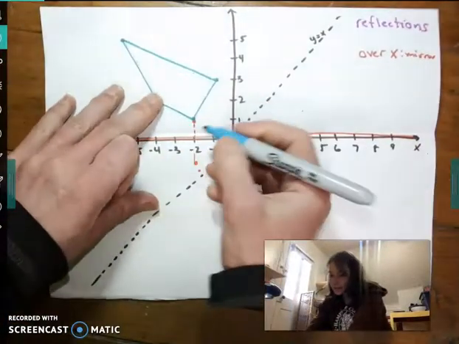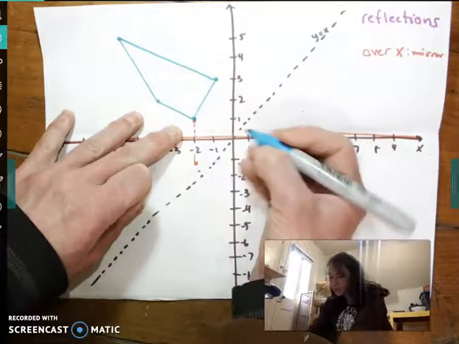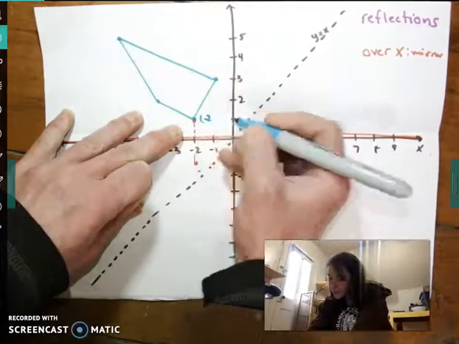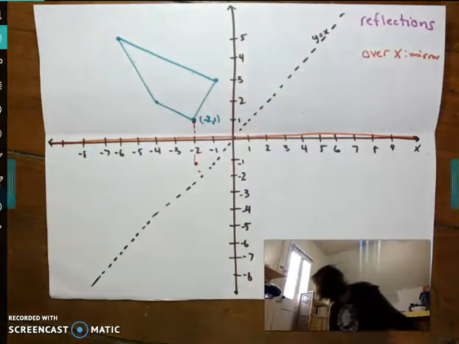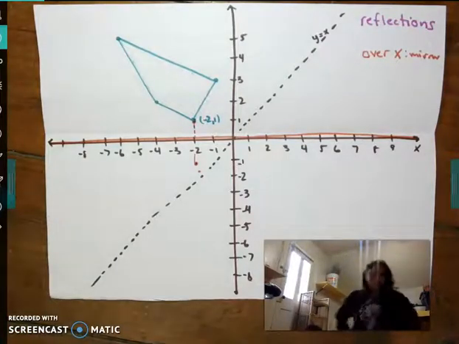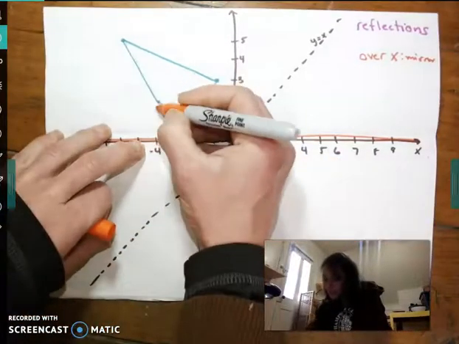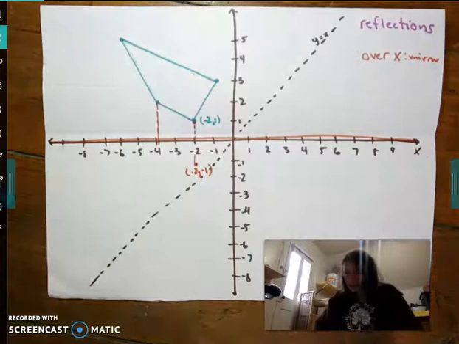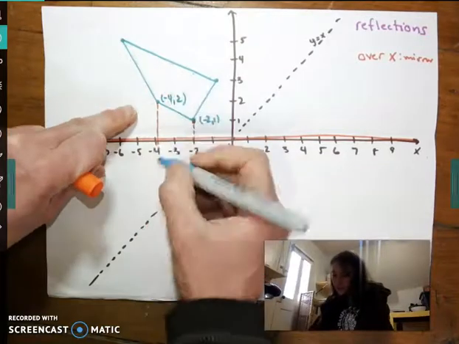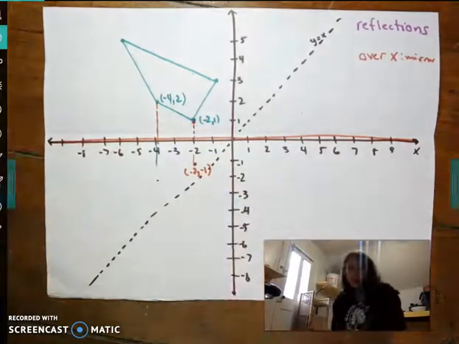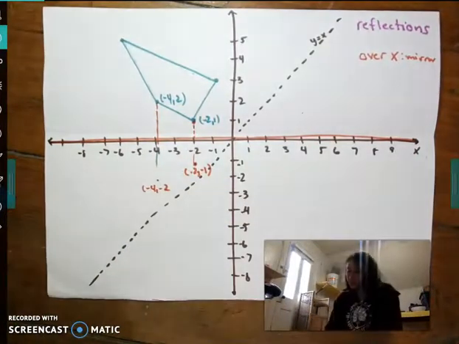So what really happened here? Well, each point went from one side of the x-axis directly down to the other. So this one, that was at -2, 1, is going to go down to -2, -1. So what do you think is going to happen to the point that started out at -4, 2? Well, it just goes down to the same point on the other side. So it's going to be -4, -2.